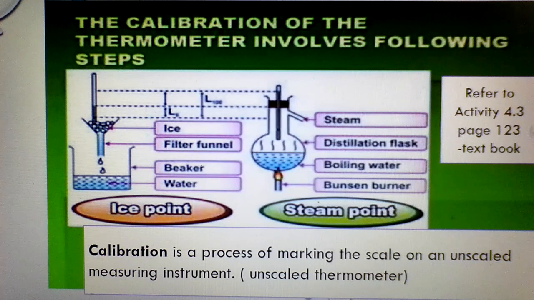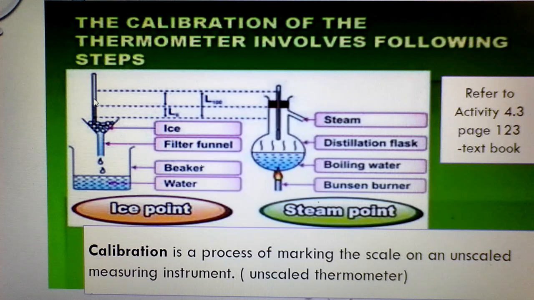Okay, you can refer to activity 4.3 in your textbook. In order to calibrate the thermometer, we are going to use two fixed points: the ice point and the steam point. In this activity, we use distilled water or pure water so that we can get an ice point of 0 degrees Celsius and a steam point of 100 degrees Celsius. The steps are quite easy. We place the unscaled thermometer into the melting ice. When ice melts, the temperature is 0 degrees Celsius. So we mark it. You can use a marker pen or a sticker to mark the level for 0 degrees Celsius.